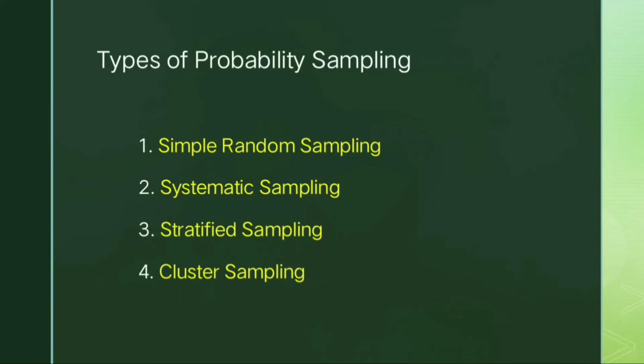So, dito muna tayo sa types of probability sampling. So, ano nga ba ulit yung probability sampling? Every member of the population has an equal chance of being selected. So, meron tayong 4 types of probability sampling. Number 1 is simple random sampling, 2 systematic sampling, 3 stratified sampling, and last is cluster sampling.